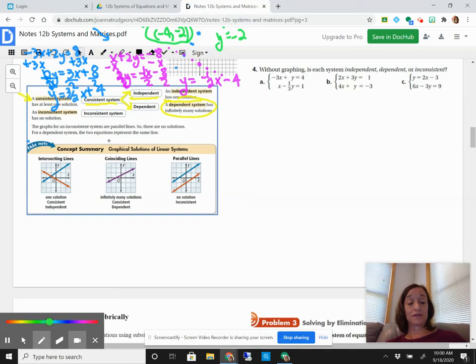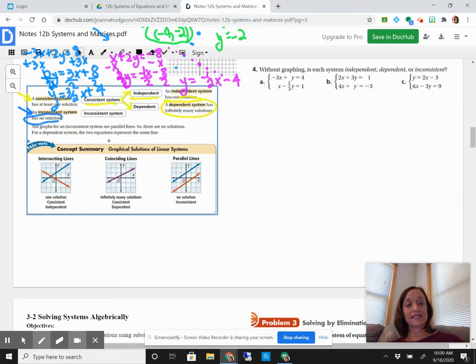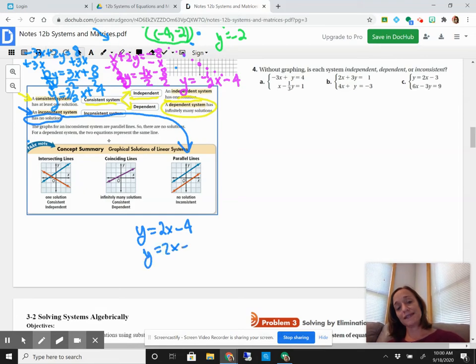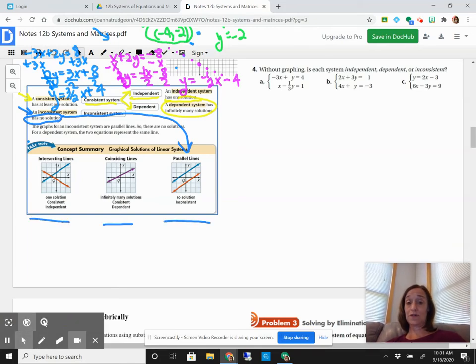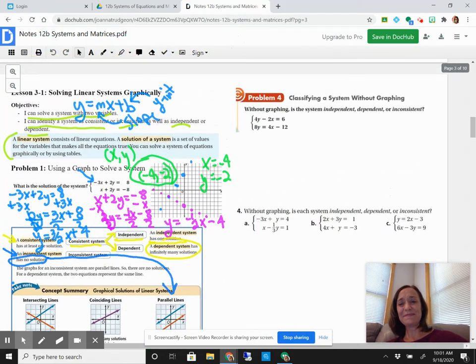And then the other definition is an inconsistent system. So if there is no solution, it's inconsistent. And that happens when they are parallel lines. So if you get two equations like, let's say, 2x minus 4 and another one equals 2x minus 10 or something like that, because the slopes are the same, but the y-intercept is different, those are going to be parallel lines. And you could say, hey, that system is inconsistent. So these are basically the three possibilities that you could have. And that is what we're going to do for the rest of the lesson. And it's going to be great.